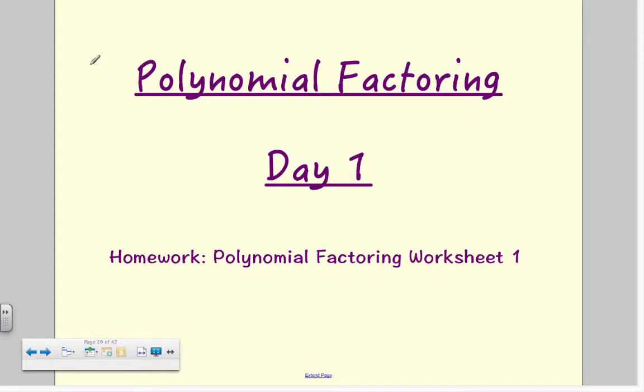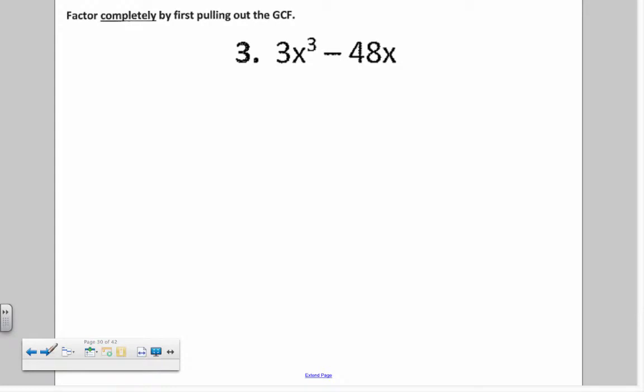Well, what we're doing today is polynomial factoring, day 1. So we've done some factoring before, and they've all been polynomials that we factored before. We're going to take some of those same skills and do a couple different types of polynomial factoring for today. So we're going to start with factoring completely by first pulling out the GCF.